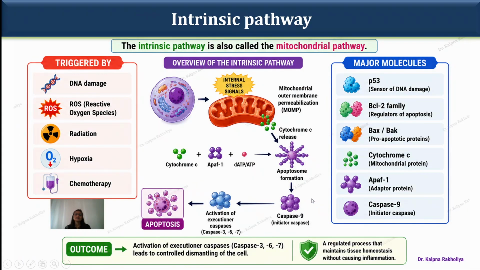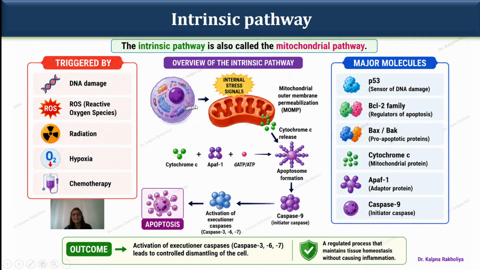Let's discuss the overview of the intrinsic pathway. The intrinsic pathway is also called the mitochondrial pathway because in this pathway the mitochondria are the main key organelles involved in the apoptosis pathway. The triggers or initiators of the apoptosis pathway we already discussed: DNA damage, reactive oxygen species, and one of several other reasons. They are responsible for initiating the apoptosis process.